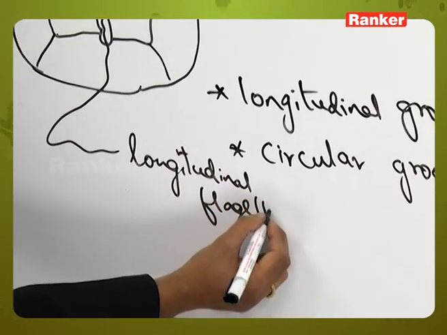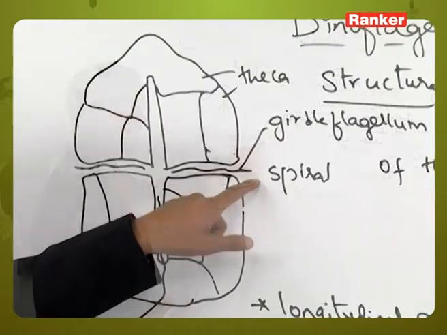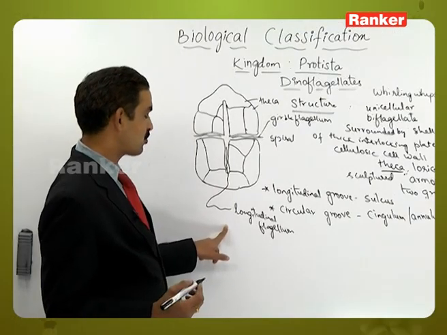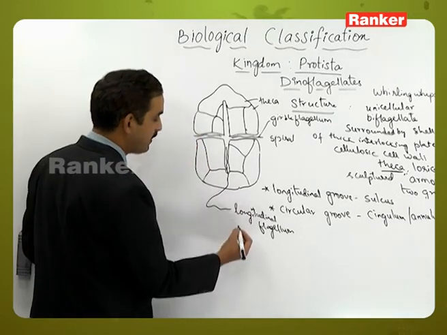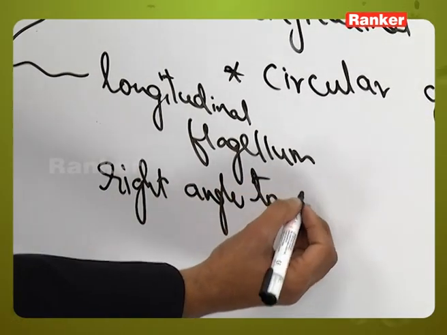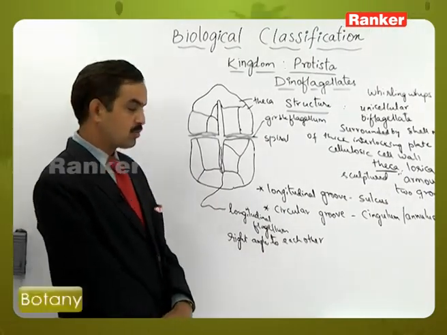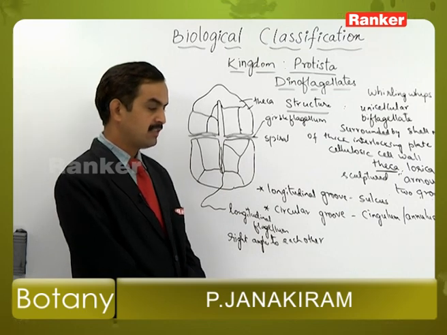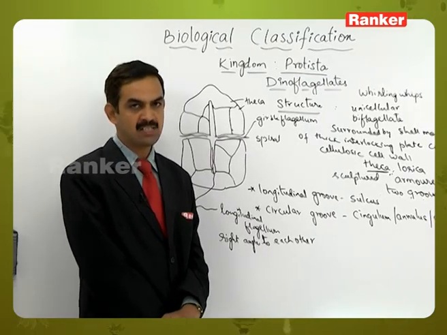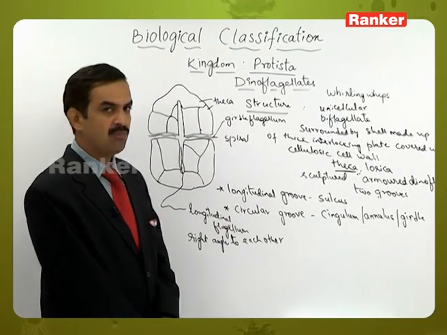As we said, these have a biflagellate nature. One flagellum is present in the girdle, so we call it the girdle flagellum, and the other is present in the longitudinal groove, called the longitudinal flagellum. These two flagella are arranged at right angles to each other. These two flagella provide a special type of movement, a whirling type of movement, so we call them whirling whips. So this is about the structure related to the dinoflagellates.